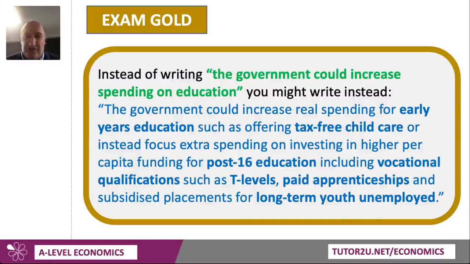Maybe take a screenshot if you don't want to do a download here, but can you see the difference between the green and the blue there? The green is not wrong, but it doesn't really get you very far. The blue is detailed, it's granular, it's applied. And once you've written that little bit there, you can then say, well, which is more important, early years education or post-16 education? You can evaluate to a much higher level. With supply side policies, everybody, please go into more granular detail.